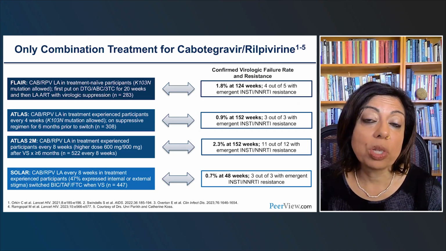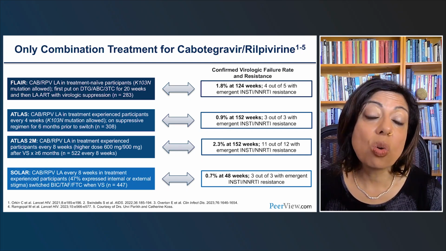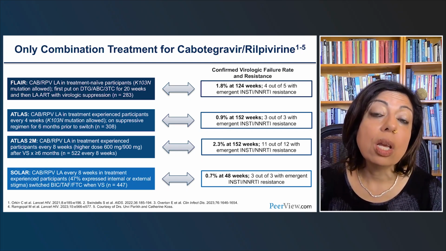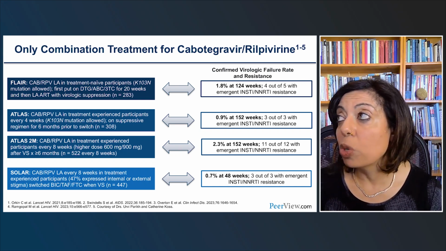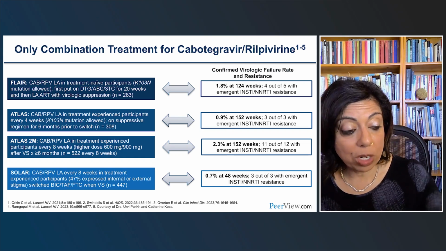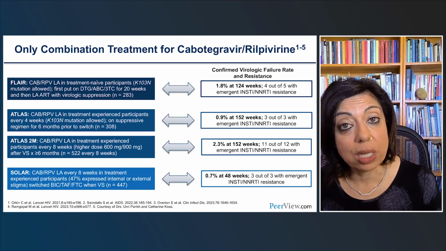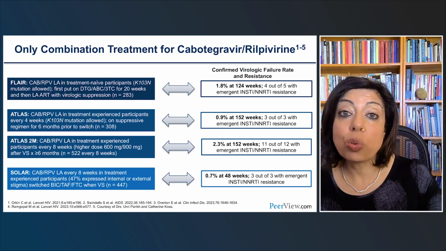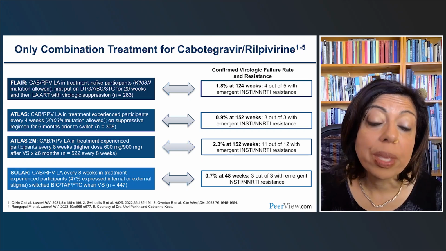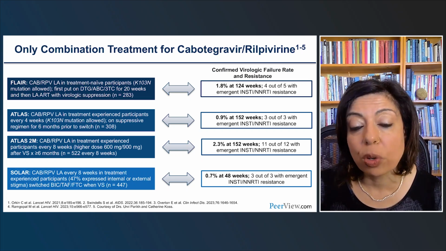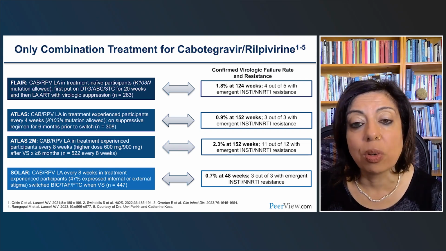There are 3 trials that examine cabotegravir and rilpivirine in those who are virologically suppressed. So these trials were the FLAIR study, and that actually studied cabotegravir and rilpivirine every 4 weeks in those who are treatment naive. But the drugs were not given directly to inject. Actually, it was patients in this trial who were naive. They first got put on dolutegravir, abacavir, and 3TC, suppressed for at least 20 weeks, and then when they were suppressed, switched over to the long-acting injectable cabotegravir and rilpivirine. The FLAIR study has very low rates of confirmed virologic failure at 124 weeks, and there was some resistance to INSTIs that developed in the virologic failures.